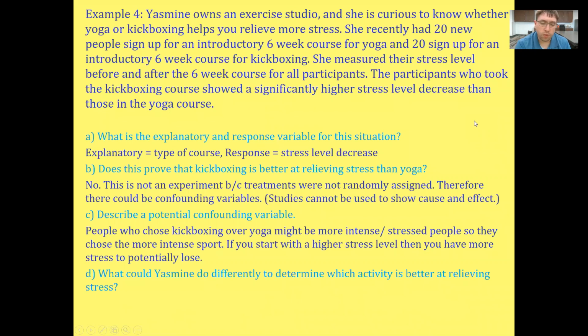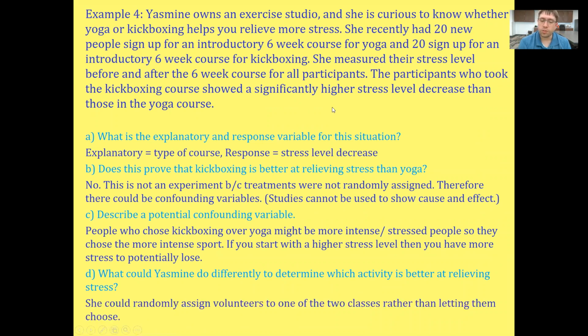So instead, what could she have done differently to determine which activity is better at relieving the stress? This is the next question on the back. What she should have done is randomly assign those volunteers to one of the two classes rather than letting them select on their own which course they wanted. This may not have been something that was possible. She may not have wanted to scare customers away by saying, hey, welcome, you're doing kickboxing. So instead, her motivation would have been more trying to make sure she's making money by allowing people to choose which course they want, which is perfectly fine. There's nothing wrong with that.